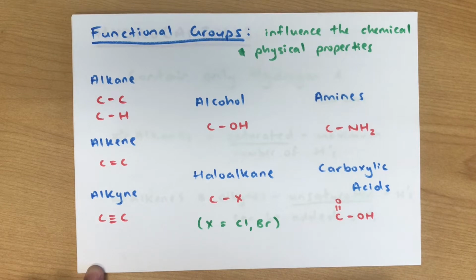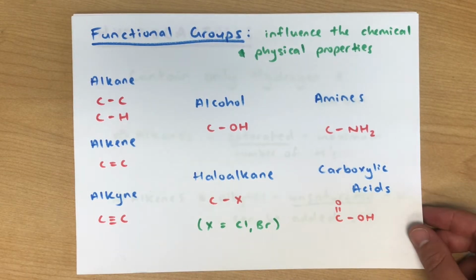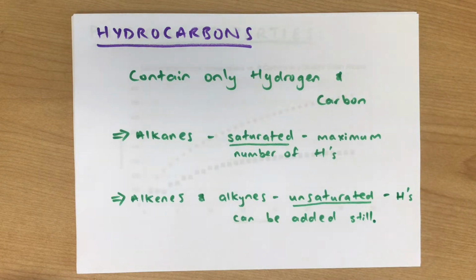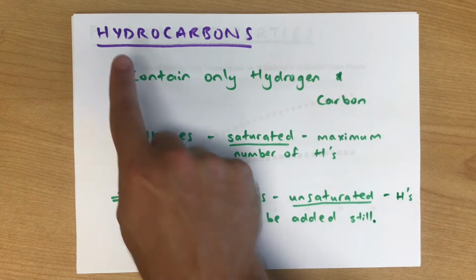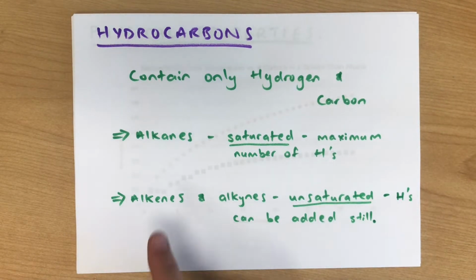So those are the various functional groups that we'll see throughout the year. As I said, the first group that we'll look at is the hydrocarbons. Hydrocarbons contain only hydrogen and carbon. The three types are alkanes, alkenes, and alkynes.